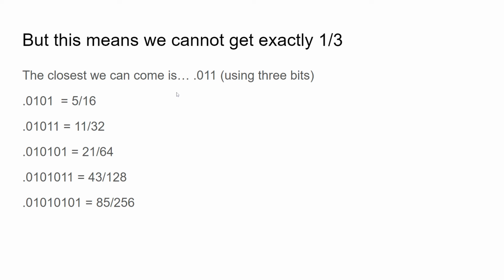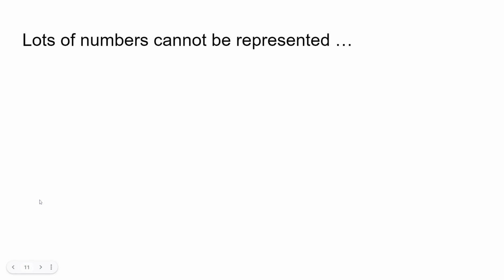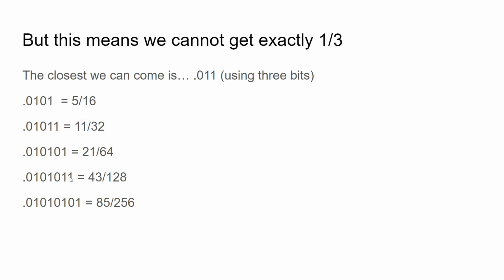0.011. If we have 3 bits, we can keep adding bits, and you notice we get a repeating fraction, a repeating sequence of numbers in binary, just like we do in decimal. So rather than 0.333333, we get 0.01010101. Okay, well that's fine. That's actually okay. We're feeling pretty comfortable.